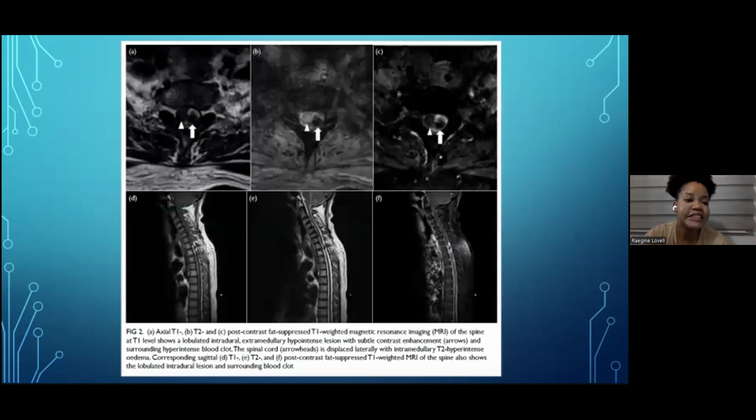And this image just shows MRI images from a case report of an isolated spinal artery aneurysm. And the aneurysm was confirmed by surgical exploration. From MRI, only differentials could be deduced, but it was confirmed on surgical exploration in this case.